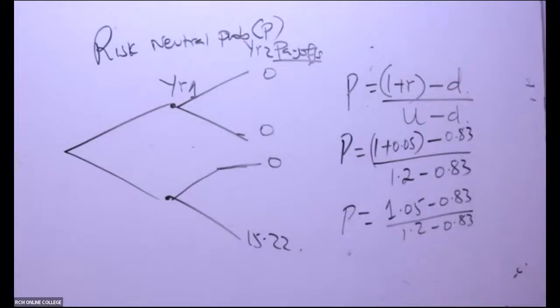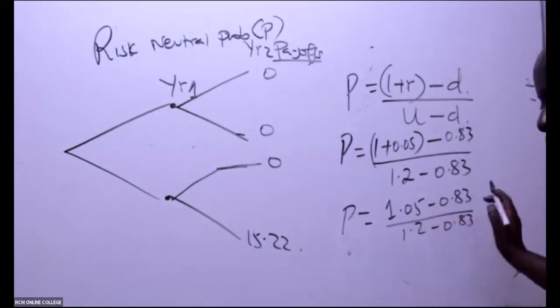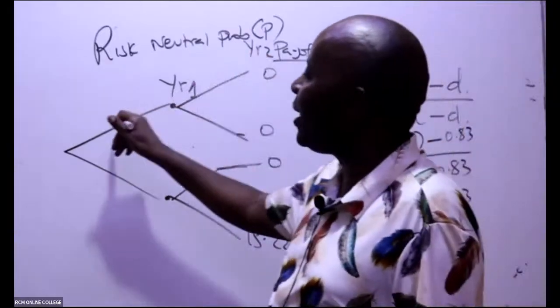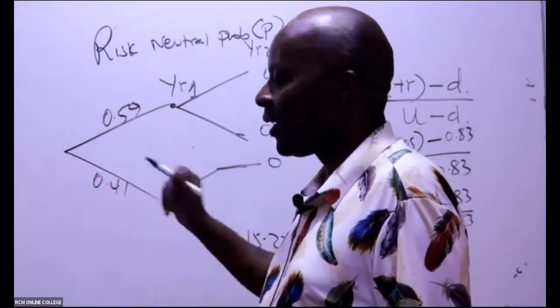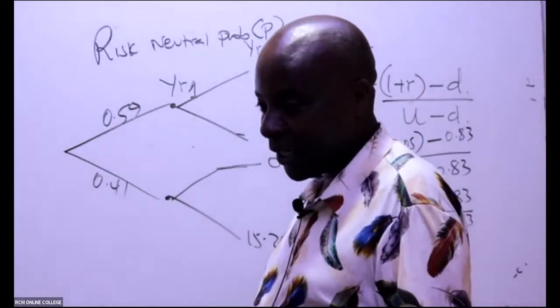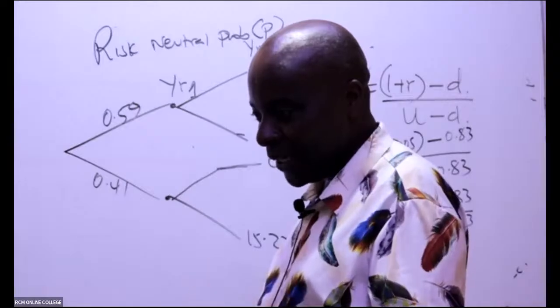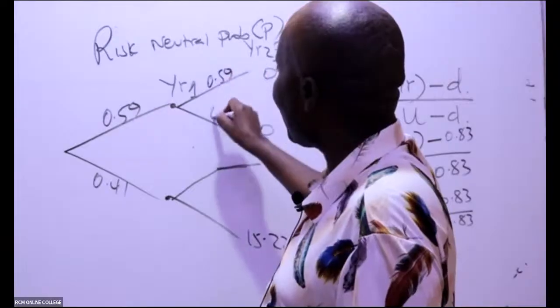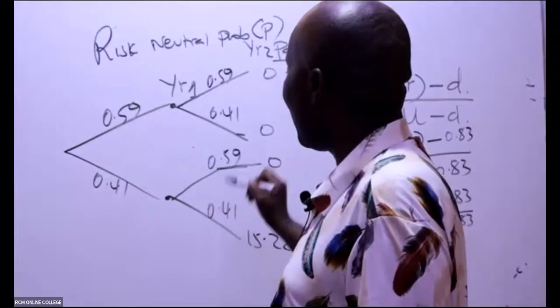Is that okay? You get this numerator divided by the denominator. So this risk-neutral probability is 0.59, meaning that this other one here will be 0.41, because it's binomial. So the same you apply here: 0.59, 0.41, like that.